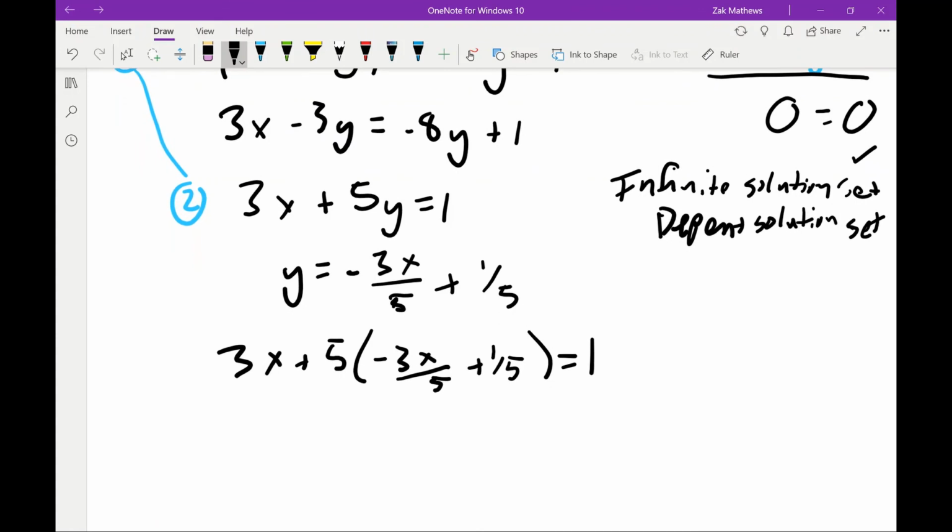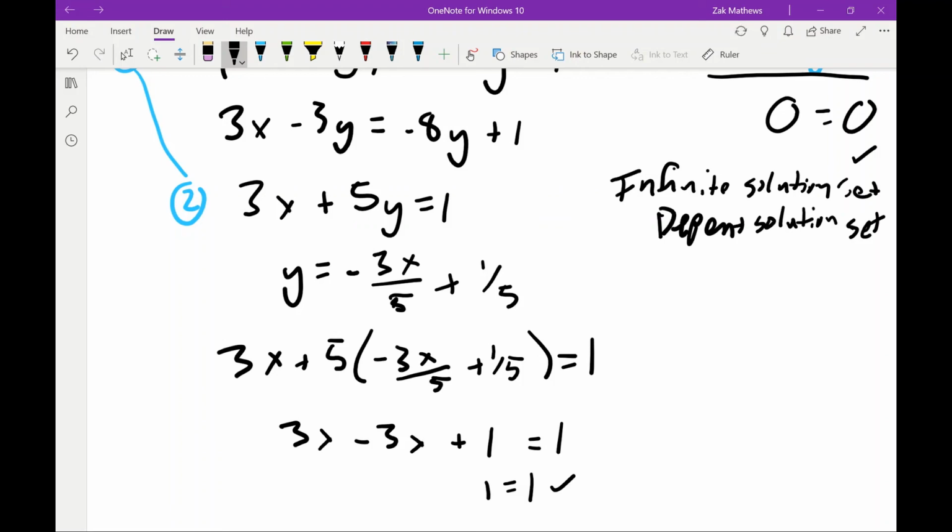So we distribute the 5. We'd have 3x minus 3x plus 1 equals 1. Notice the x's drop out. 1 is equal to 1. Still a true statement. We didn't end up with 0 equals 0, but that's not a problem. We still have a true statement. When is that true? That's always true.